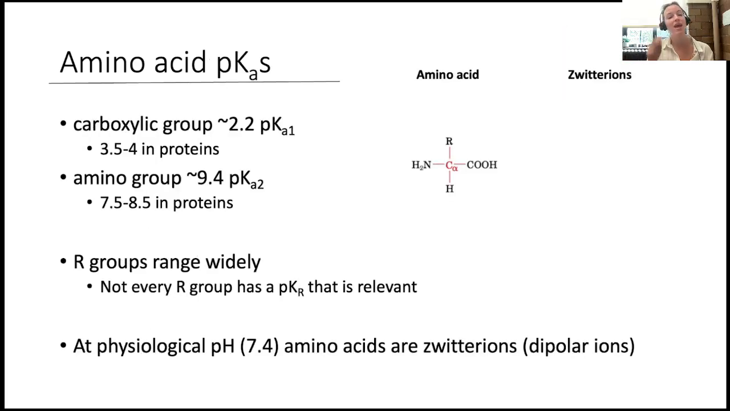What about the pKa's of amino acids? Well, some amino acids have 2 pKa's, some amino acids have 3. Every amino acid will have a pKa for its C-terminus. That pKa for an amino acid is about 2, but when we plop that amino acid into a protein, it's about 3 to 4. Every amino acid also has a pKa for the N-terminus. That amino pKa in an amino acid is closer to 9, but once we plop it into a protein, it's closer to 7 to 8.